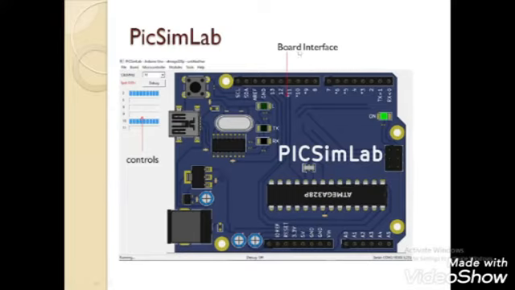This is the interface of PicSim Lab. From tools or microcontrollers, we can select the Arduino Uno. These are the control pins. We can see the status of active pins and low pins.